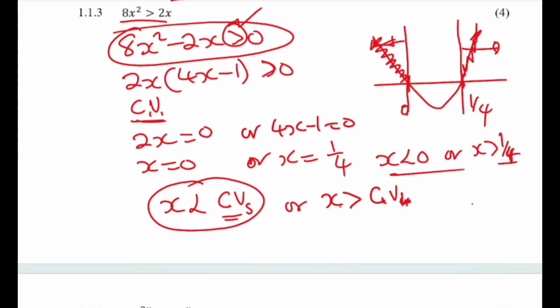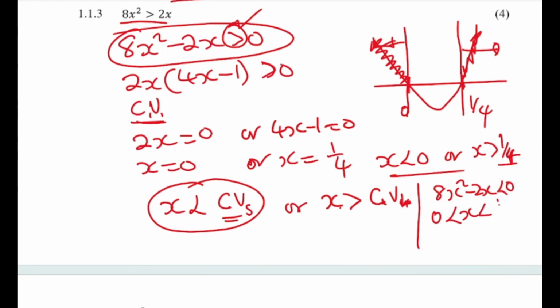But let's say it was less than, let's say it was 8x squared minus 2x less than 0. Then what are you going to do? Your solution was going to look like what? This one was going to give you an interval. Your x will be between 0 and 1 over 4. X greater than 0 but less than 1 over 4, like that. So if it's less than, just know that your x will be greater than the smaller critical value but less than the larger critical value.